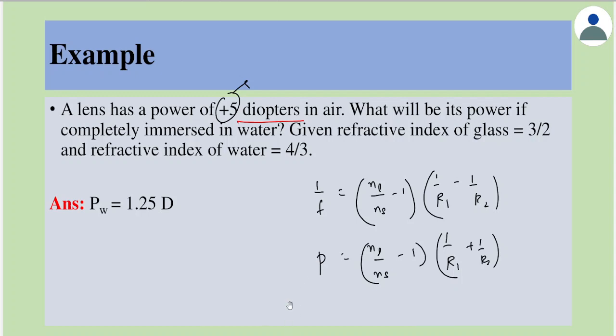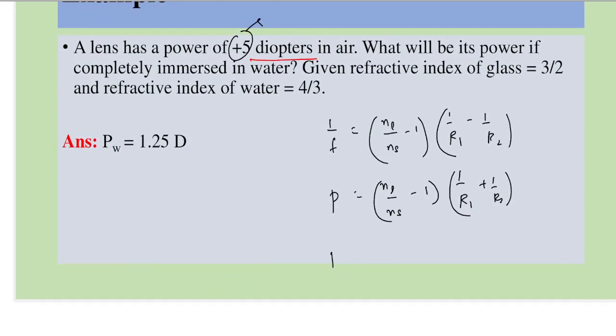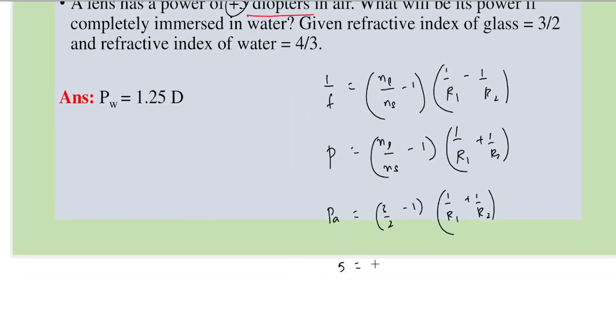Now since the question says it is kept in air, the power in air would be N for lens by N for surrounding minus 1, because N for surrounding is 1 in the first instance, into 1 by R1 plus 1 by R2, and N for lens is given as 3 by 2. So you can write this as 3 by 2 minus 1. This is for power in air, and this is given as 5 diopter. So from here, 5 is equal to half, because 3 by 2 minus 1 is half, into 1 by R1 plus 1 by R2.